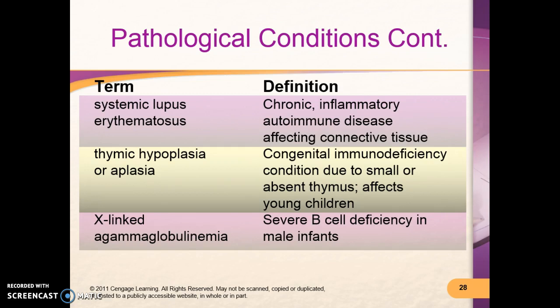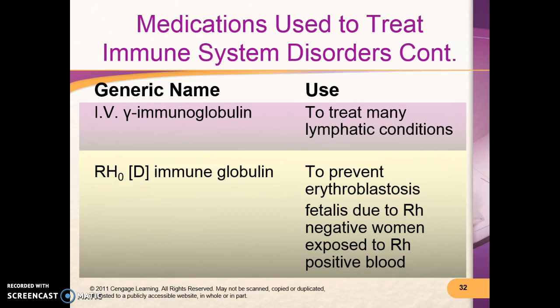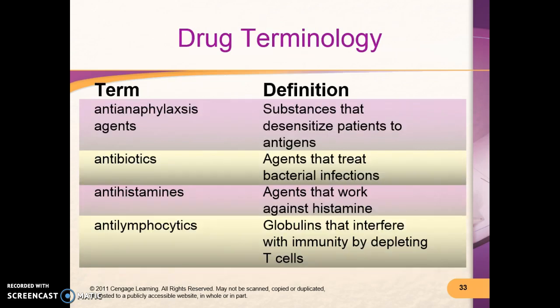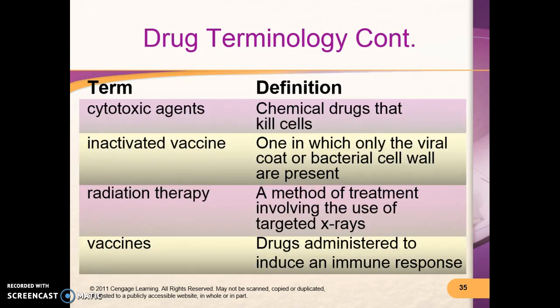And then, of course, you're going to have some of the abbreviations that you're going to be learning in this chapter. And then, of course, medications, last but not least. So these are just a few of them that you're going to see. Cyclosporine is a very common one that you're going to read about. Antihistamines are a category of drugs that are used to block histamines, so that you don't have allergic responses. Of course, we have our antivirals for AIDS. Corticosteroids are also used to help prevent immunosuppressant, anti-inflammatory type of reactions. And then, of course, we're going to talk about vaccines and things like that.